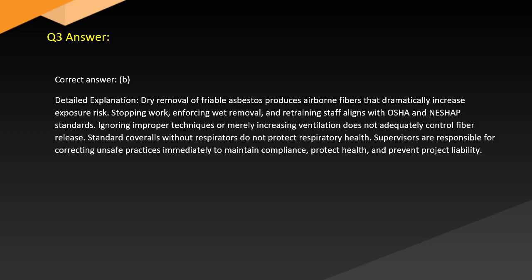Answer. Correct answer: B. Detailed explanation. Dry removal of friable asbestos produces airborne fibers that dramatically increase exposure risk. Stopping work, enforcing wet removal, and retraining staff aligns with OSHA and NESHAP standards.